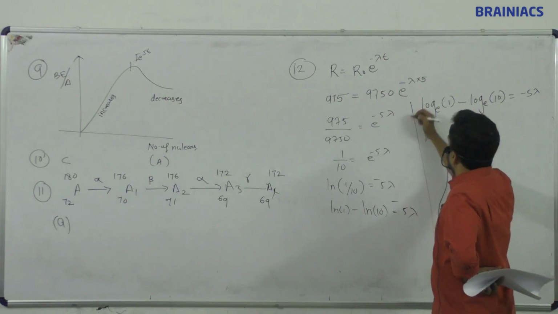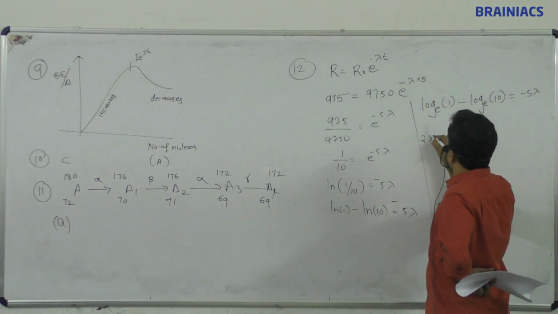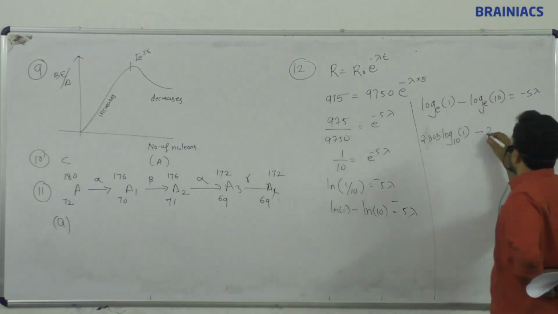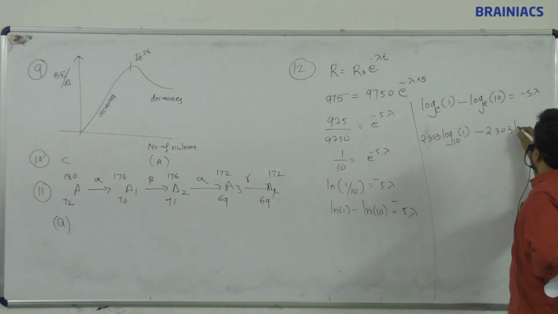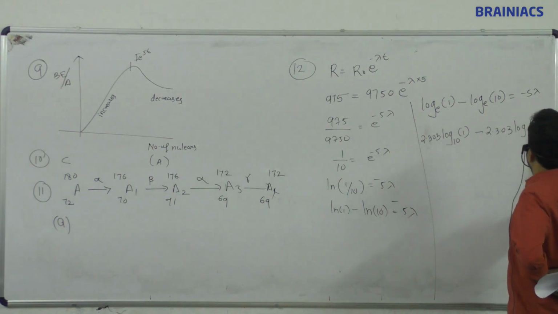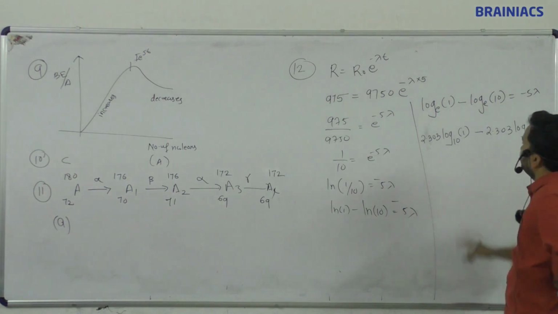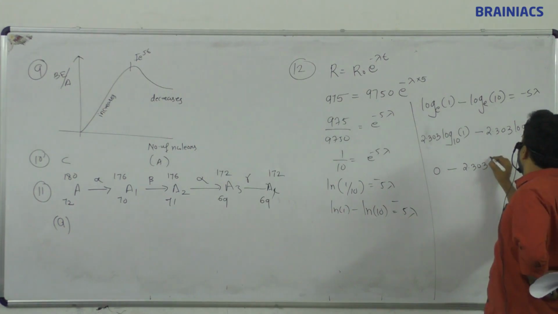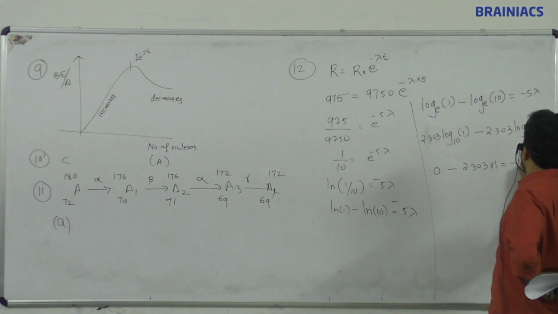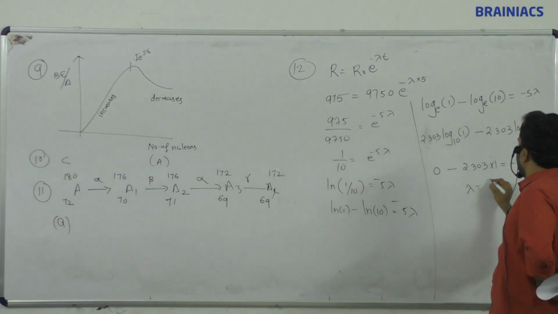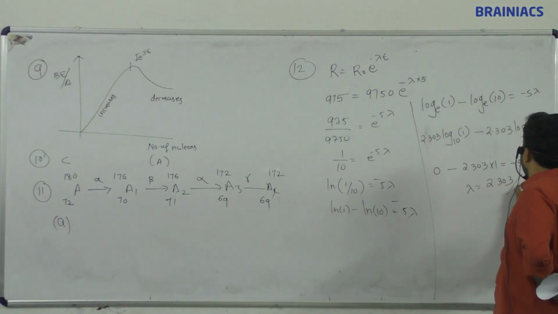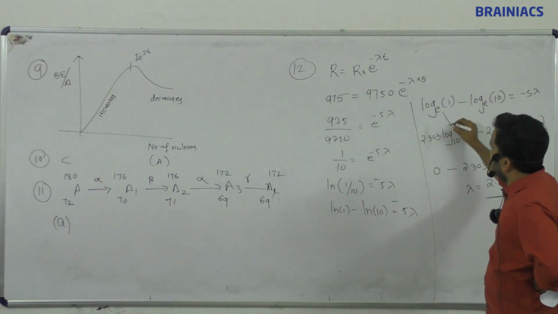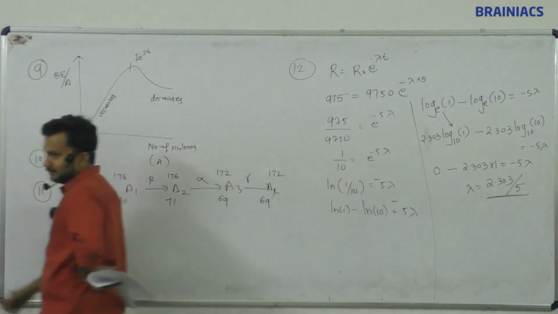Natural logarithm has to be converted into base 10, for which you have to multiply by 2.303. So 2.303 log base 10 of 1 minus 2.303 log base 10 of 10 is equal to minus 5 lambda. This value is 0 minus 2.303 into 1, equal to minus 5 lambda. Lambda equals 2.303 divided by 5. Natural logarithm to base 10 conversion, hope you know.